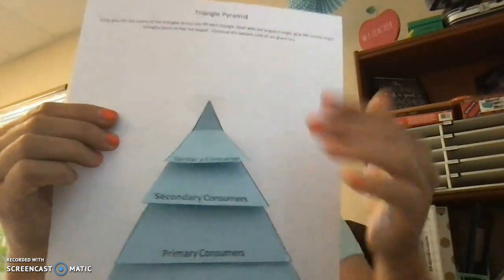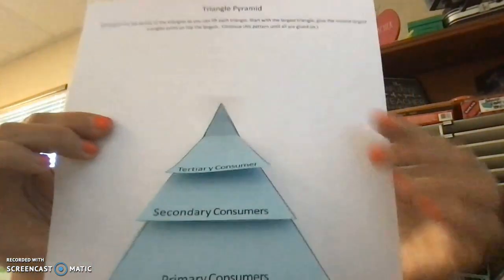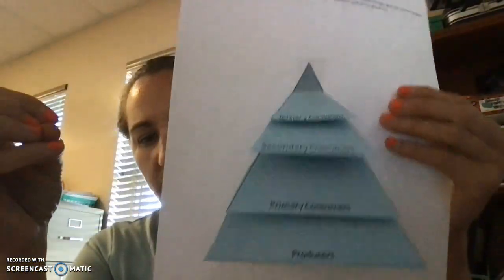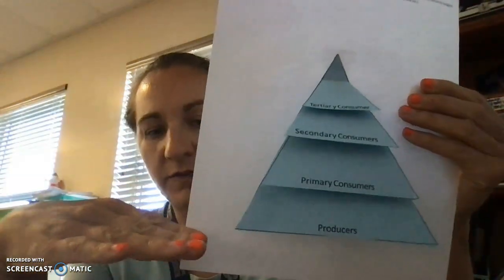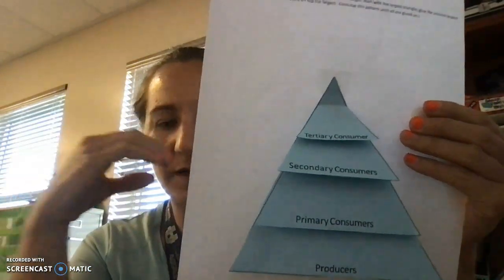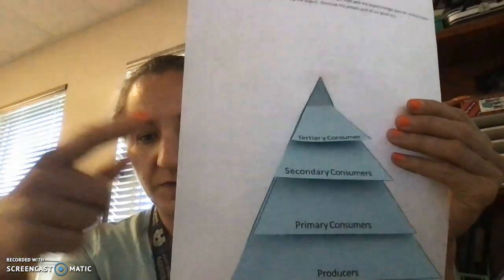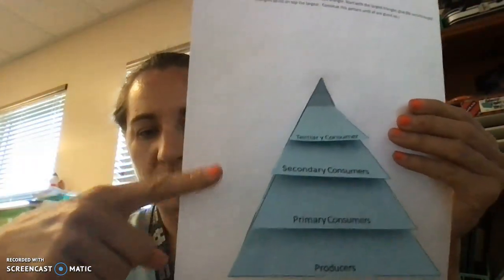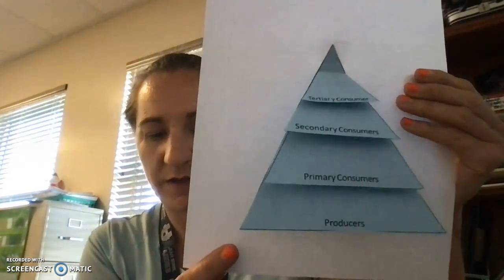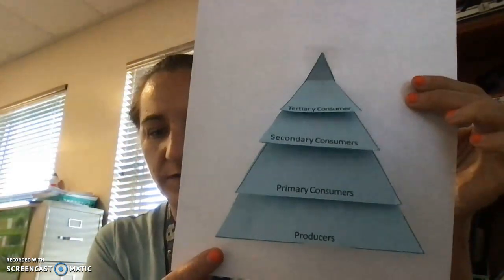All right, so the triangle pyramid. We have learned that organisms in an ecosystem are grouped or categorized based on their role in an ecosystem, based on what they consume and how they get their food. So that is what we've made here, our trophic pyramid.